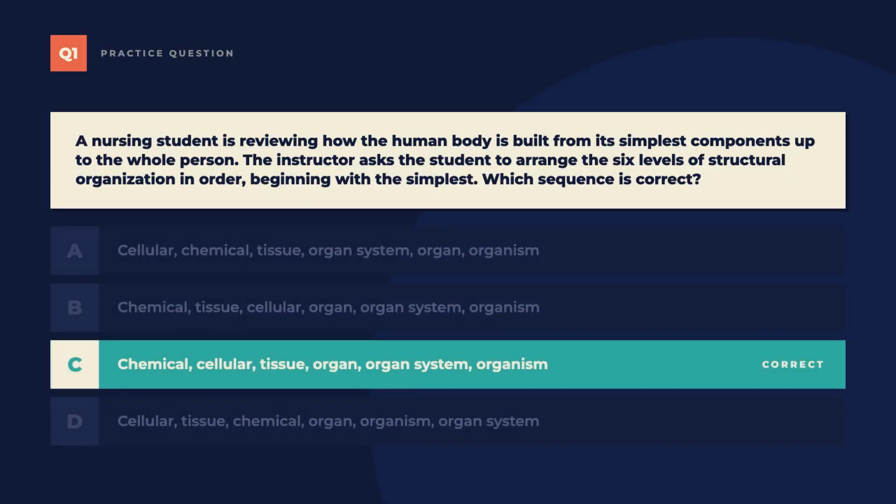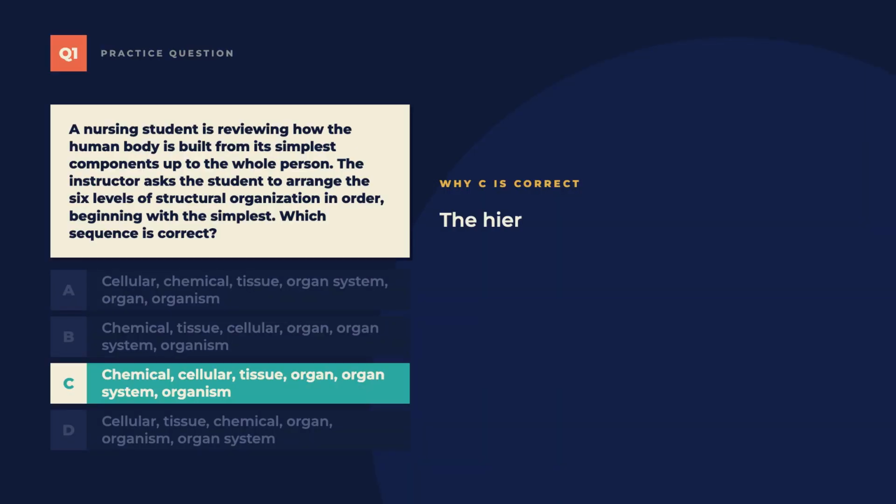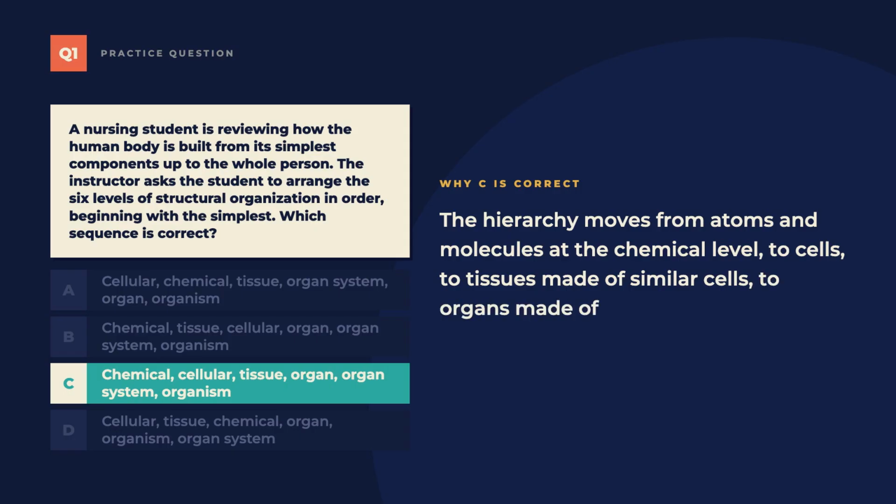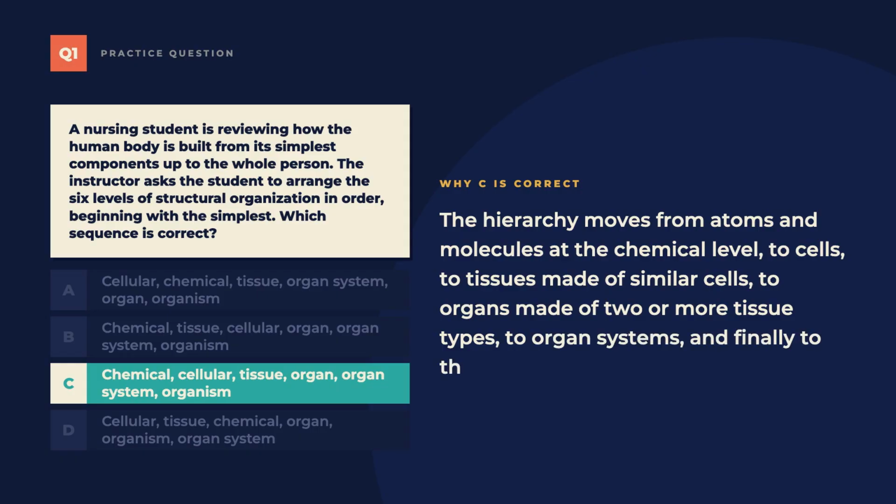The correct answer is C. Chemical, cellular, tissue, organ system, organism. C is correct because the hierarchy moves from atoms and molecules at the chemical level to cells, to tissues made of similar cells, to organs made of 2 or more tissue types, to organ systems, and finally to the whole organism. Each level is constructed from the components of the level beneath it.